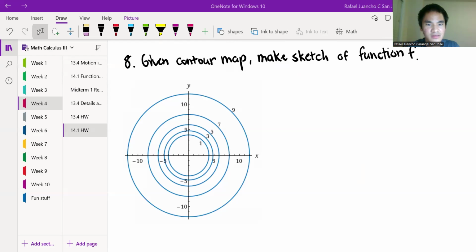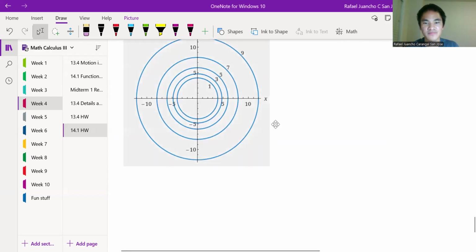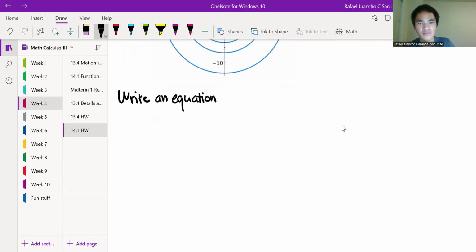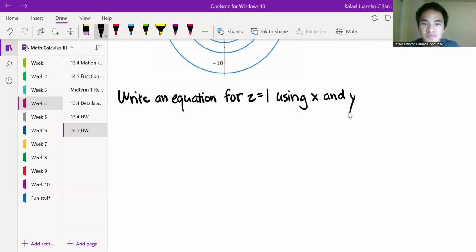So I write, what am I doing here? Okay, so I have this contour map, and the first thing I want to do is to write the equation of the curve. For the cross section, write an equation. For cross section, z equals 1. And here I use x and y, right? So it's one of these problems again.